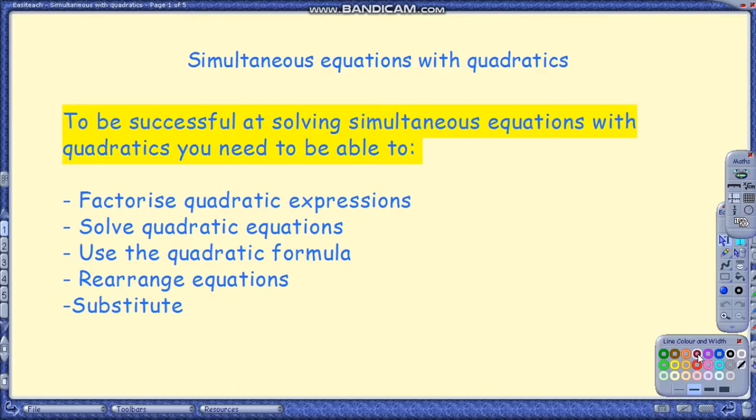Now, just in case you've forgotten the quadratic formula, I'm just going to write it down here. So it's minus b plus or minus the square root of b squared minus 4ac all over 2a. Okay, so I'm going to go through some examples on solving simultaneous equations with quadratics. If you struggle with any of these, once I've done the videos for these, I'll put the link below.